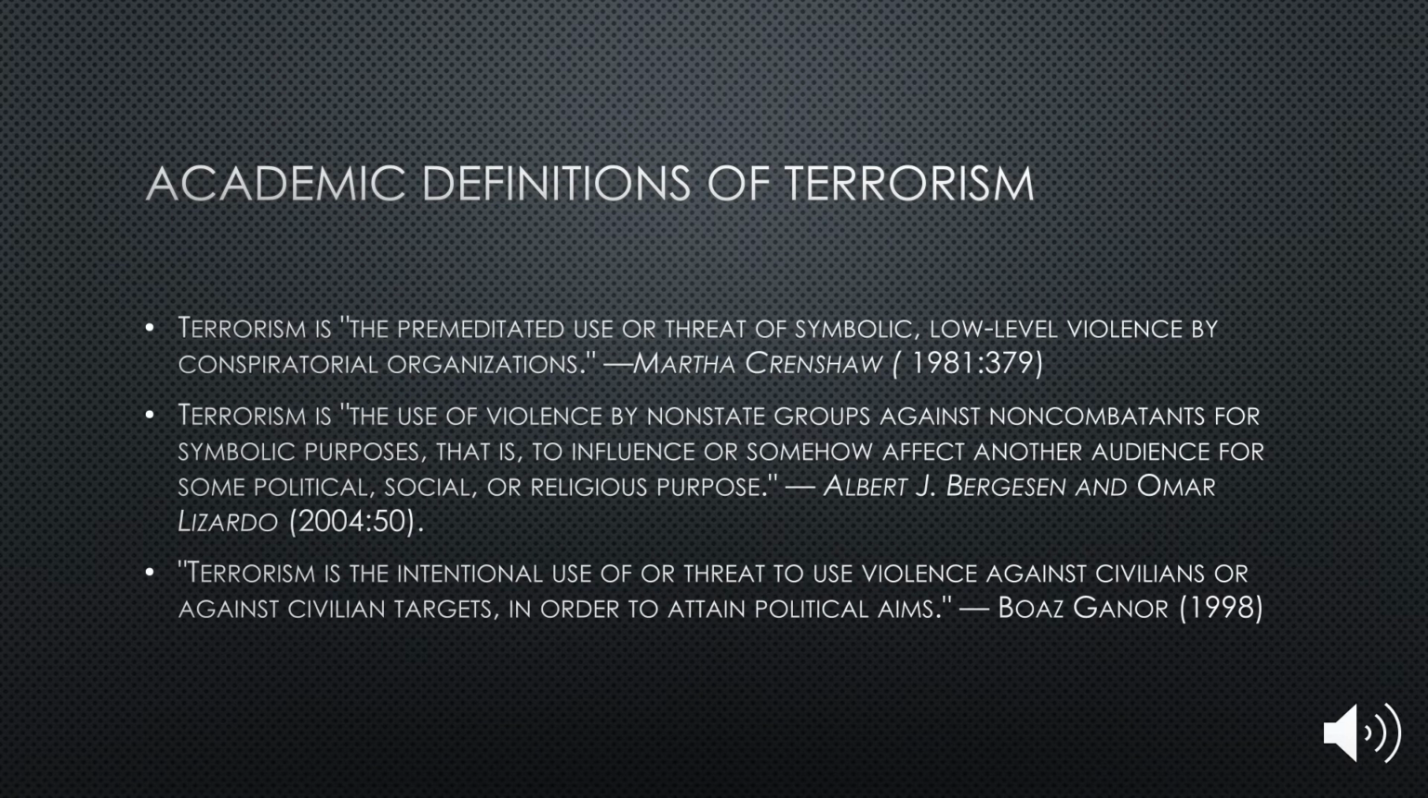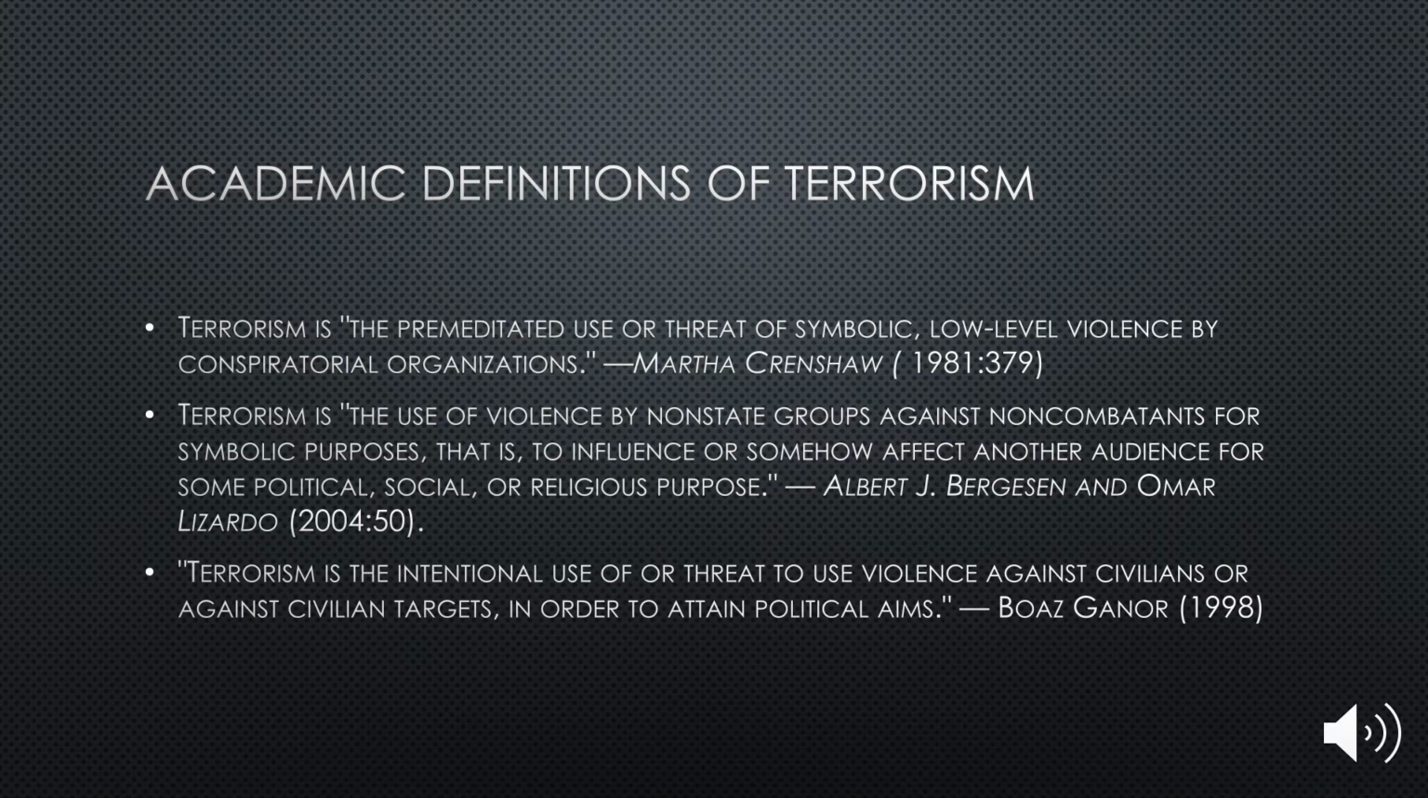And some of the academic definitions of terrorism that are fairly common, and I pulled these all from the Turk article. Crenshaw defined terrorism as the premeditated use or threat of symbolic, low-level violence by conspiratorial organizations. So this was done in 1981, before the large cultural terrorist acts that are part of our lives nowadays. So under this definition, something like 9/11 may not be considered terrorism because it would not be a form of low-level violence.